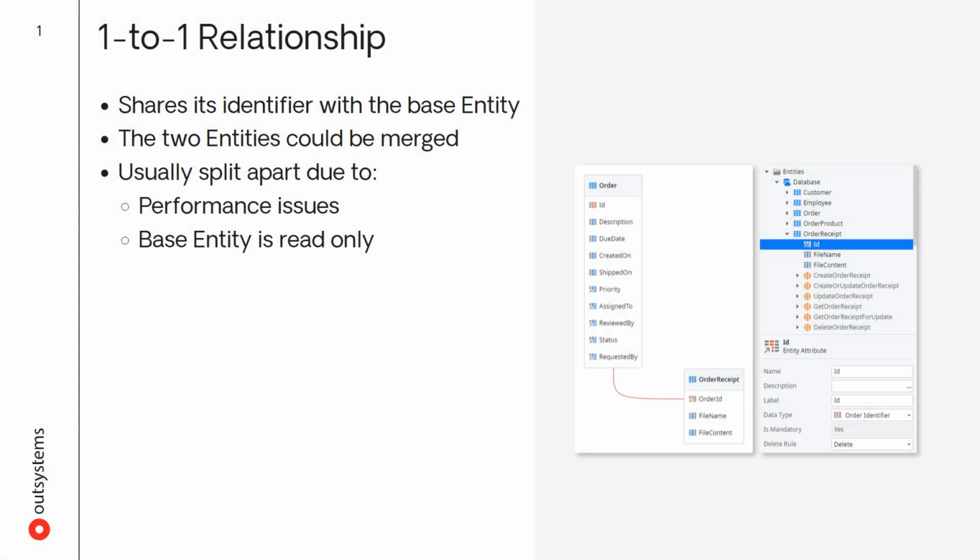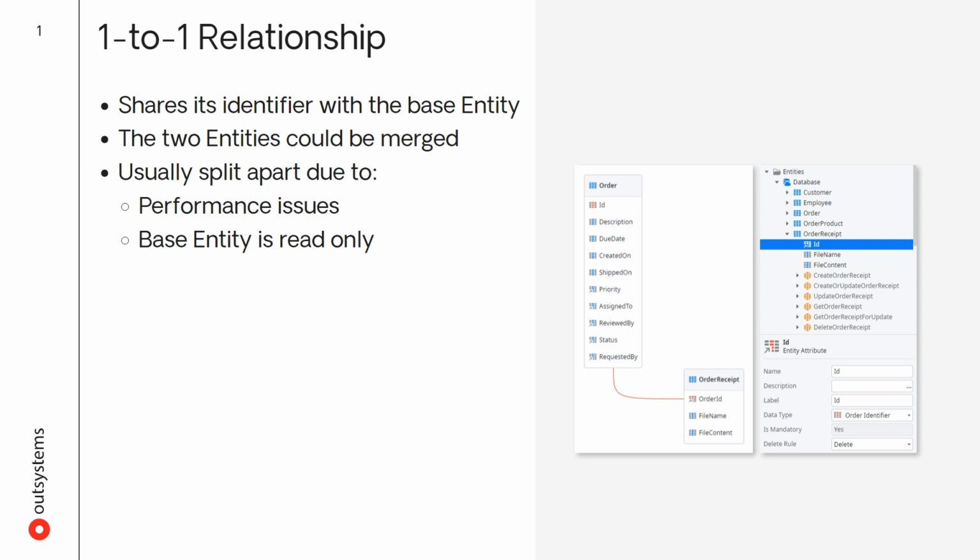As a summary, to define the one-to-one relationship, the extension entity must share its identifier with the base entity. In theory, the two entities in this relationship could be merged into one. However, there are some scenarios where it makes sense to split them in two, with the one-to-one relationship defined between them. A good scenario of that is to avoid performance issues.